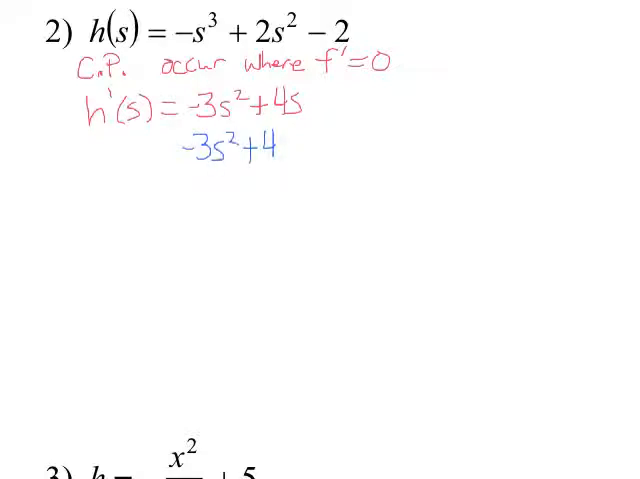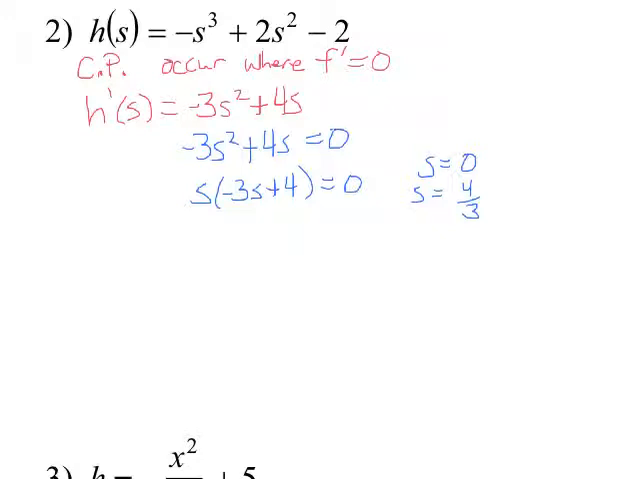It's a lot like when we were finding our max and min, our relative max and min. So we set this equal to 0, and we could factor an s out and get negative 3s plus 4, which means this whole function is equal to 0 at s equals 0 and at s equals 4/3. So those are our critical values.